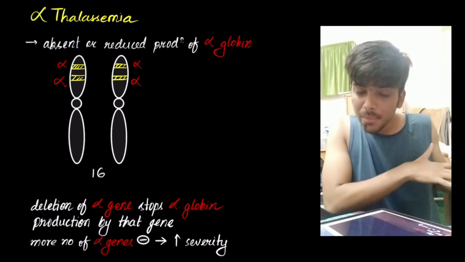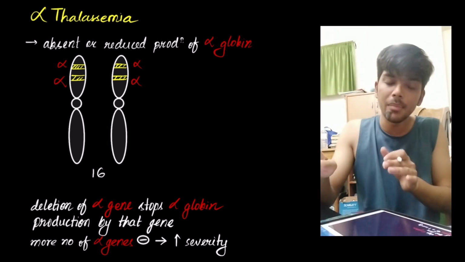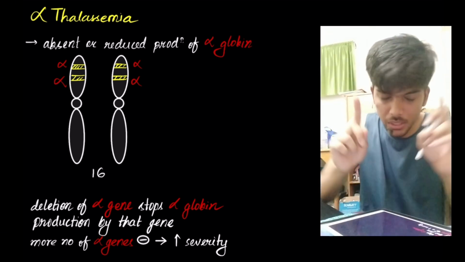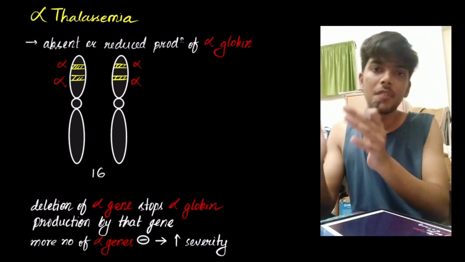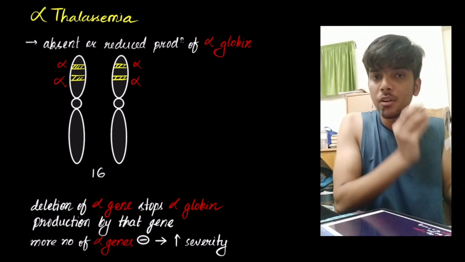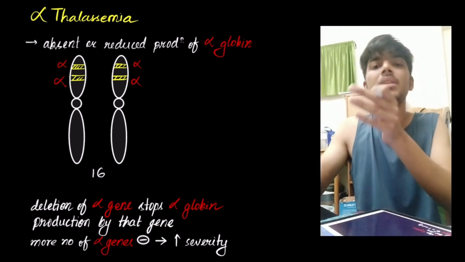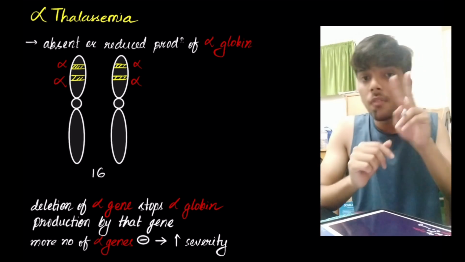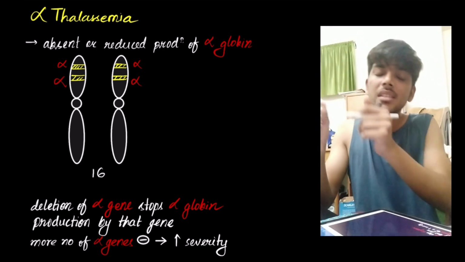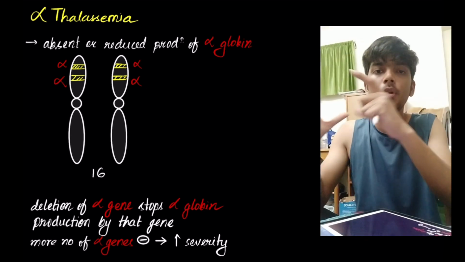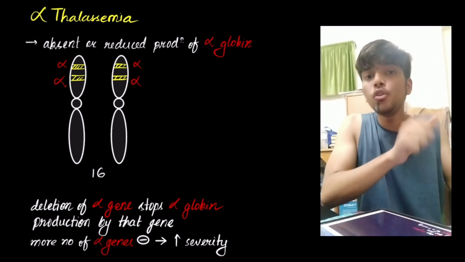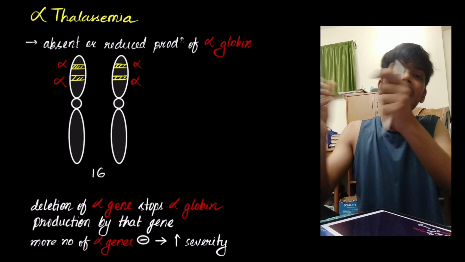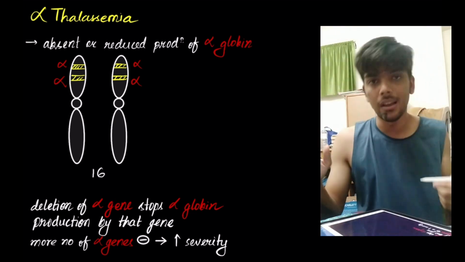In beta thalassemia, point mutation; alpha thalassemia, deletion. Again, once more, beta thalassemia, alpha thalassemia. Beta gene present in chromosome number 11, alpha gene present in chromosome number 16. Beta gene, which is a total of 2 in homologous pair, alpha gene, that is a total of 4 in homologous pair. Beta thalassemia due to point mutation in beta gene, alpha thalassemia due to deletion of alpha gene.